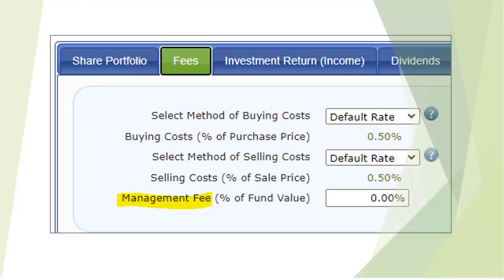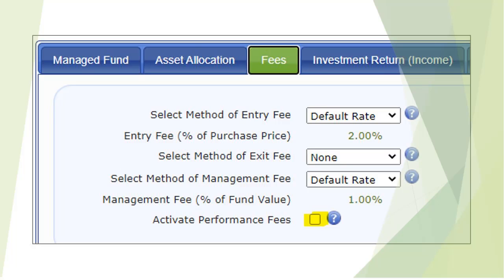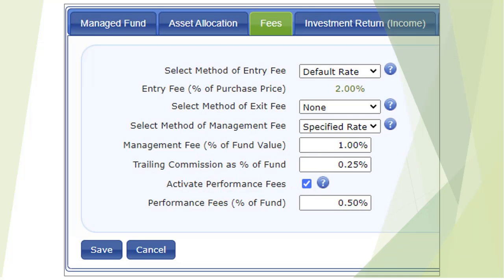On the assumption that shares are likely to be self-directed, the management fee defaults to 0%. However, a fee can be included if required. The fees for managed funds default to an entry fee of 2% and a management fee of 1%. You can activate a performance fee with the default rates. This allows you to toggle between results with and without performance fees. When the specified rate for management fees is selected, you can also include a trailing commission as a percentage of the fund.